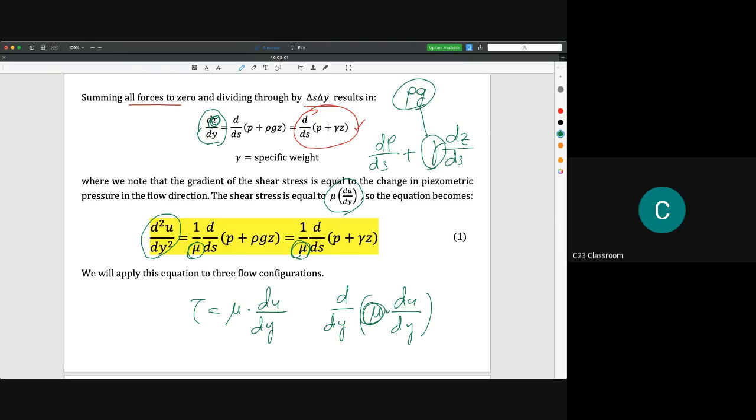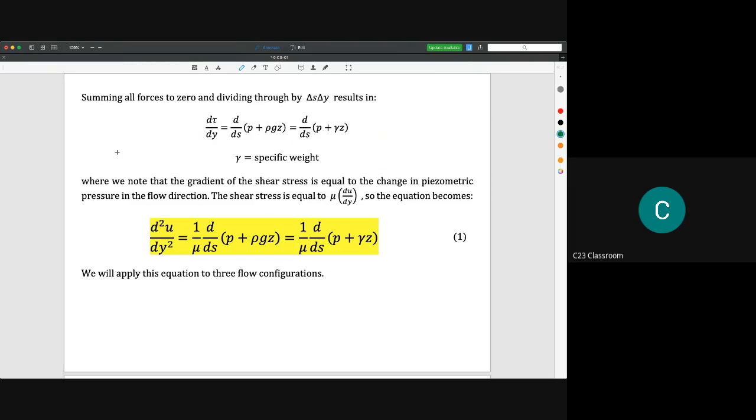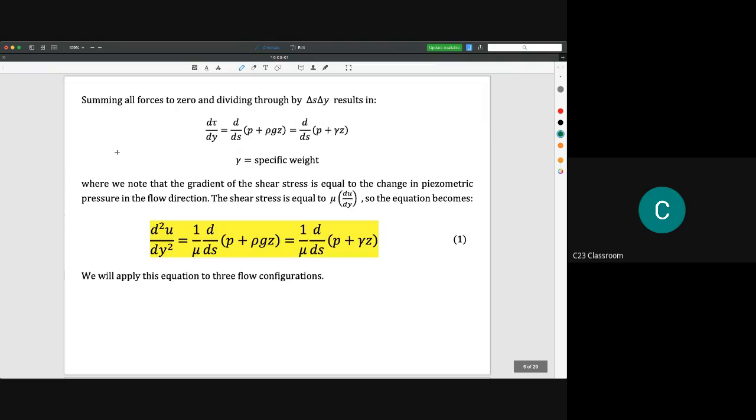Okay, so this just simplifies the rho g and the gamma here. This is the specific weight, gamma, or rho g. I hope you could understand this because I simplified a little bit. This is the basic equation that you should know when you have a fluid that exists between two plates.